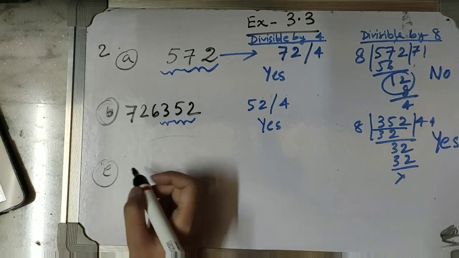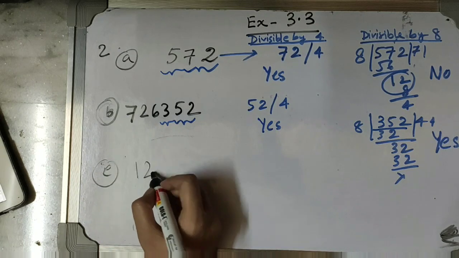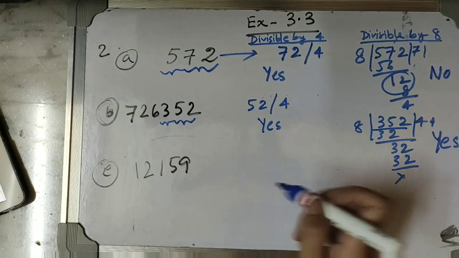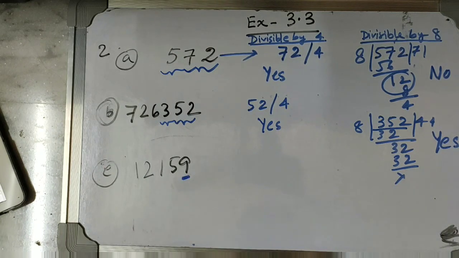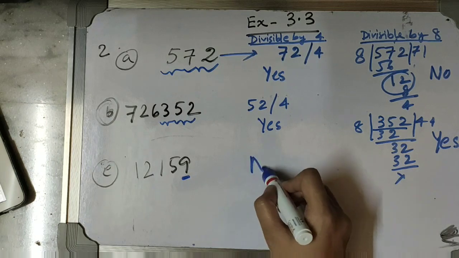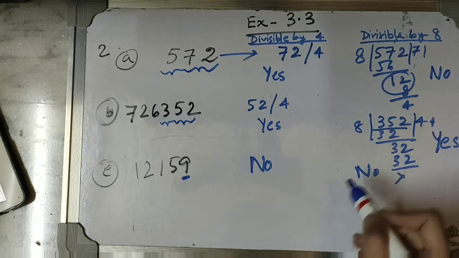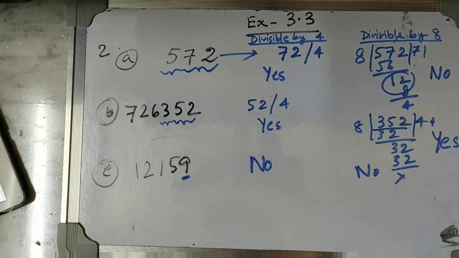Now I will do question number E, 12159. You can easily see that this number is an odd number, so this number is not divisible by 4 as well as 8. Okay, so let's proceed.